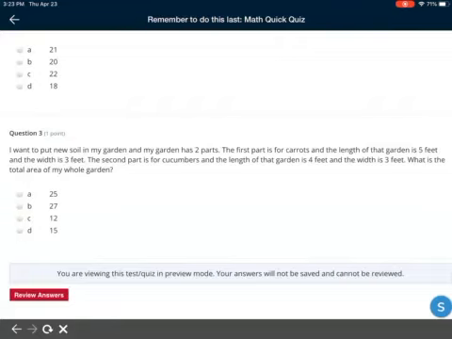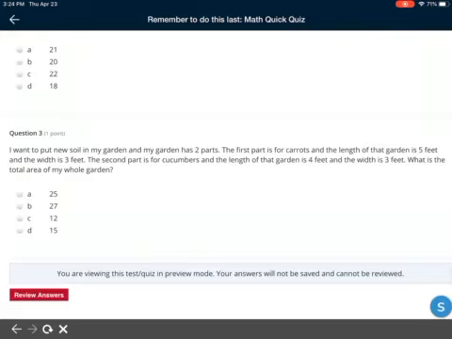This is a multi-step part. Now, I'll read the question first, and then I'll go to Explain Everything and show you. You're probably going to want to do this too. You can either do it on paper, or you could do it on Explain Everything or Notability. I want to put new soil in my garden, and my garden has two parts. The first part is for carrots, and the length of that garden is 5 feet, and the width is 3 feet. The second part is for cucumbers, and the length of that garden is 4 feet, and the width is 3 feet. What is the total area of my whole garden?